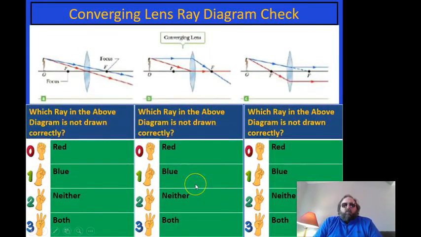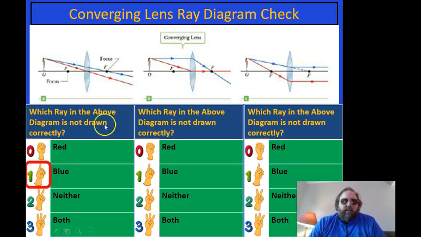All right, last little bit here. I just want to go over some ray diagram stuff again. For more detailed stuff, you can go back to Tuesday's video about ray diagrams. I did a really good job there with what that is. So take a look at these 3 diagrams and try to pick out which ray in each one is not correct. So for the first one, the blue ray is not the correct one.